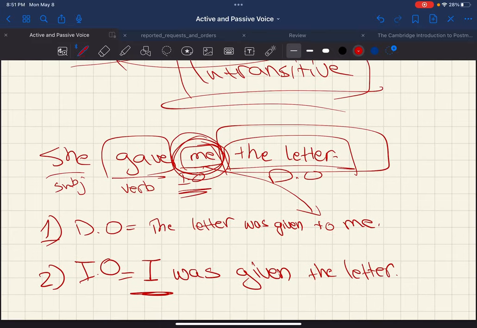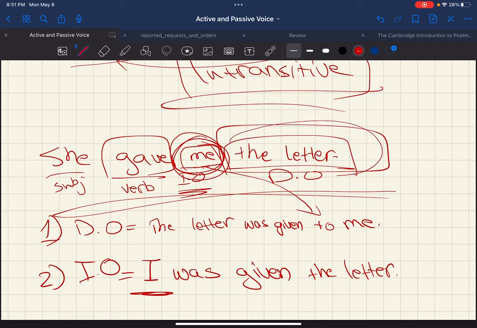If your teacher gives you a sentence like this, and tells you, change this to passive in any way you want, you can use the direct object, as we did here, or the indirect object, as we did here. If your teacher is asking you to do it in all the possible ways, you have to use both of them. However, the most common and most popular way, if you are asked to do it in any way you want, is basically the direct object in the beginning.